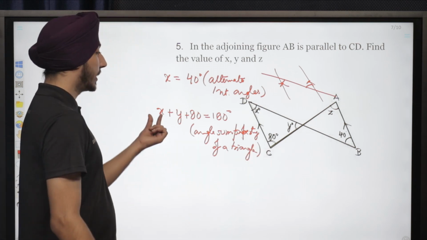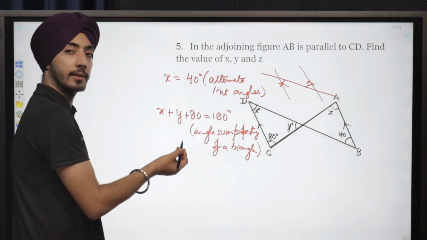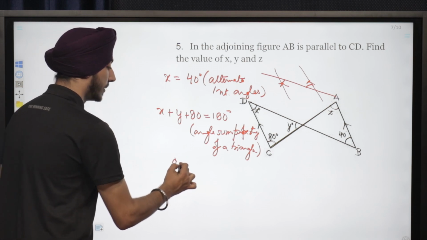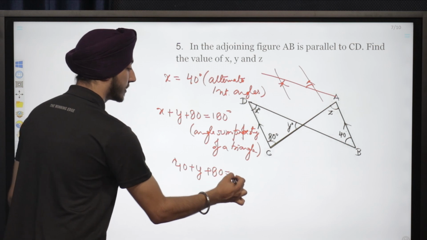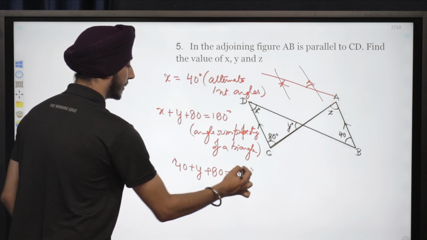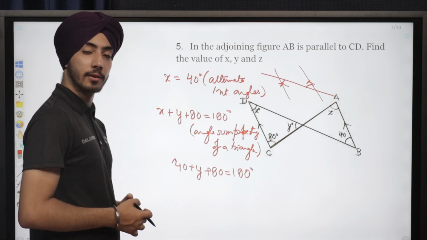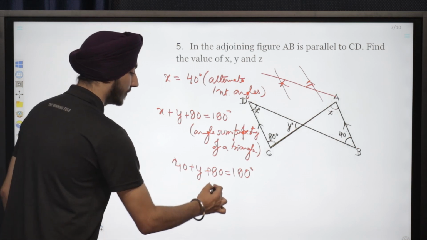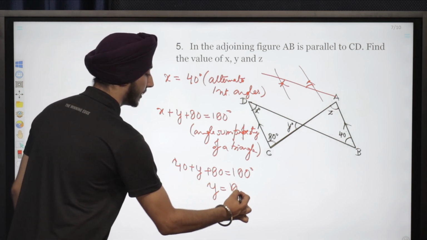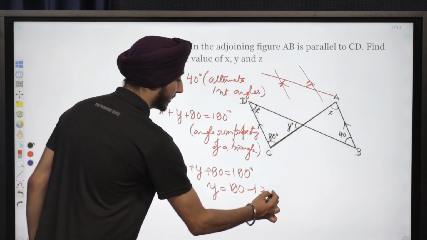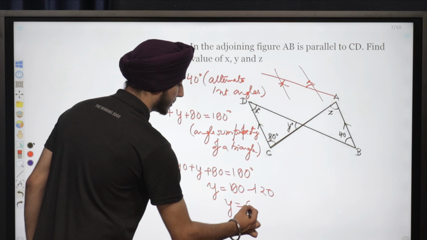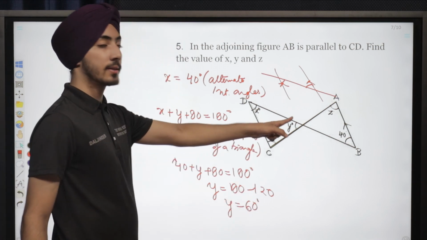Right. So x we know as 40. So in place of x I'll write down 40. So this becomes 40 plus y plus 80 equals to 180 degree. 80 plus 40 gives you 120. Okay. So y will be 180, and plus 120 will go to the other side, it will become minus 120. So 180 minus 120, y gives you 60 degree. So the value of y is 60 degree.